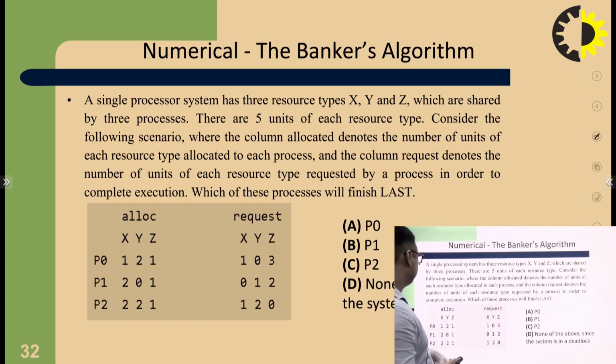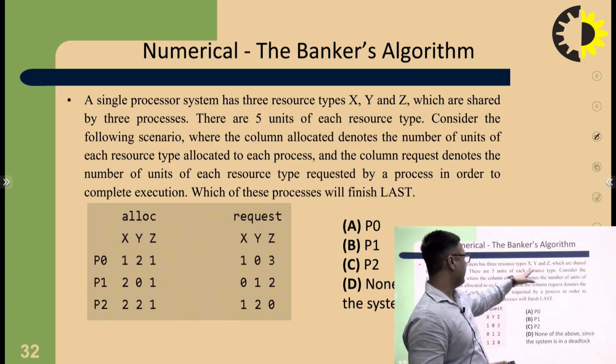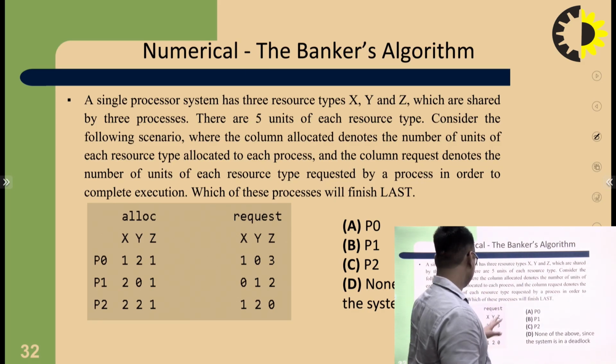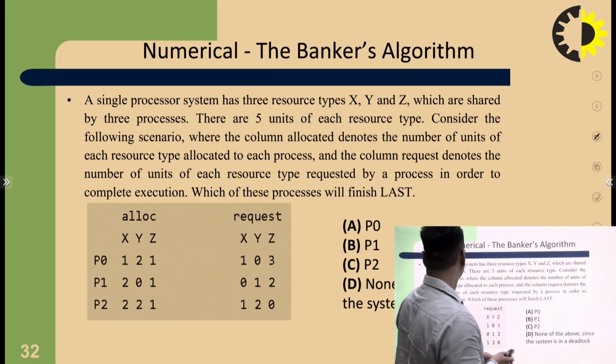A single processor system has three resource types X, Y and Z, which are shared by three processes. There are 5 units of each resource type.